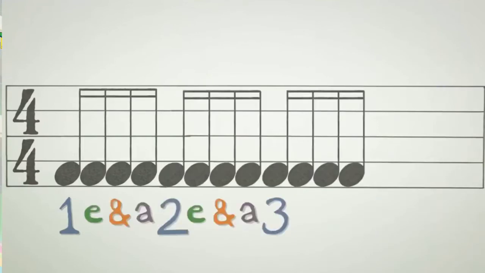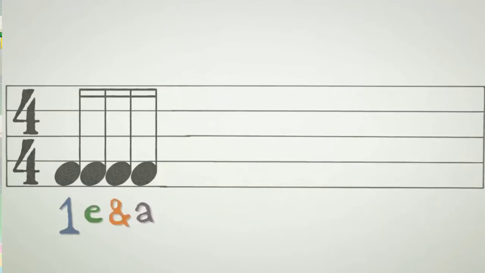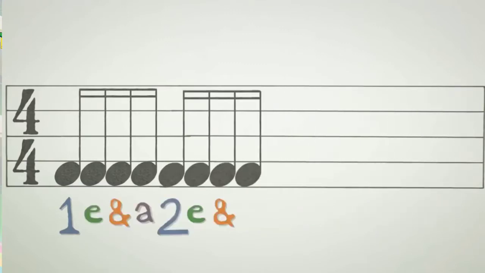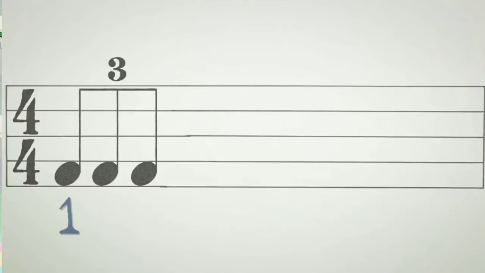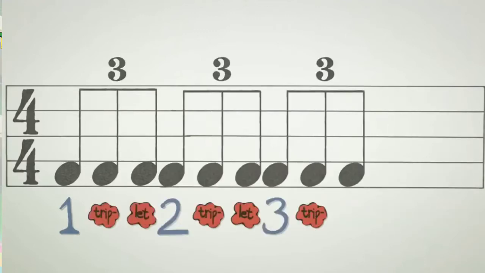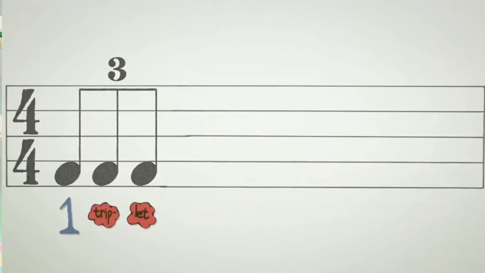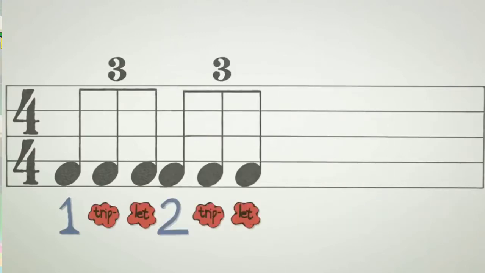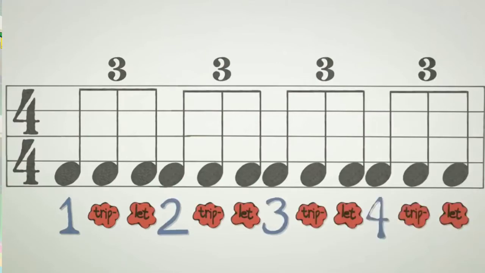16th notes have 4 notes per beat: 1 e and a, 2 e and a, 3 e and a, 4 e and a. And with triplets, we count them as 1 triplet, 2 triplet, 3 triplet, 4 triplet.